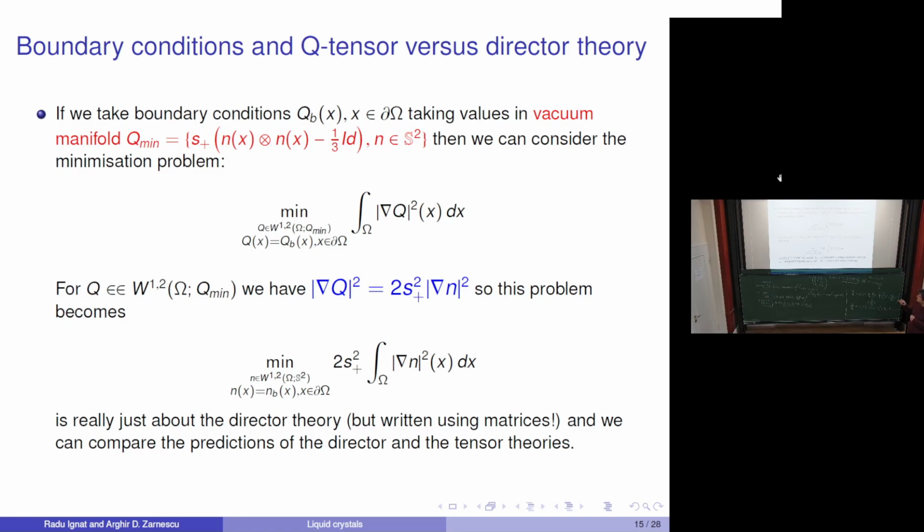Minimize the gradient of n squared, where n takes values in S2. This is just the Dirichlet energy, really, but with a constraint, quite a heavy constraint that n is a unit length vector. Dirichlet is just for scalars. Okay, so this is how you see mathematically this relationship between the matrix-valued functions and the Q-tensor theory, and this limit, if you wish, vector-valued theory.